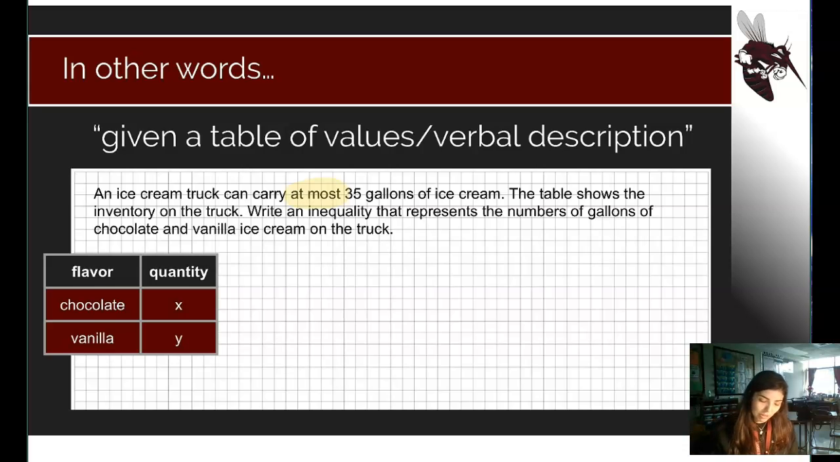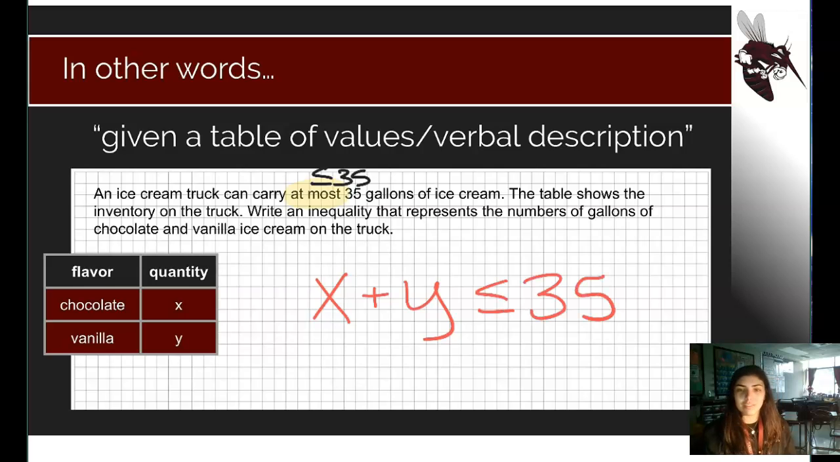So what we're going to do is translate that at most to less than or equal to 35, because the biggest it can be, the most it can be, is 35 gallons. That's the hardest part, translating the inequality word to one of the four symbols that it goes with. Other than that, all we have to do is what we do for writing equations. We know that the amount of chocolate plus the amount of vanilla ice cream on this truck can be at most 35 gallons. And that is a linear inequality that we need to be able to write.